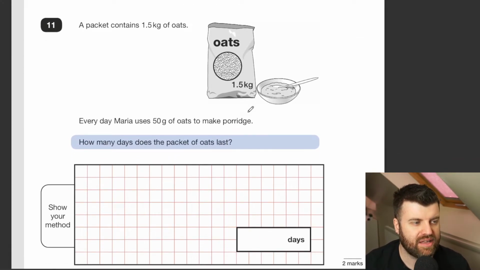Question 11, a packet contains 1.5 kilograms of oats. Every day, Maria uses 50 grams of oats to make porridge. How many days does the packet last?